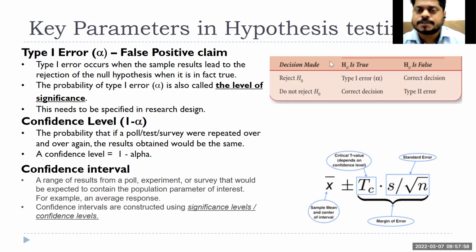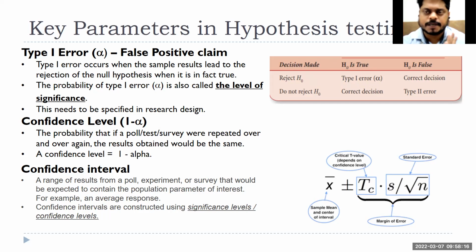So in that case, what happens? The null hypothesis is reality, right? That person does not have COVID, but we are telling that that person has COVID. So that is a type 1 error. That is nothing but what shows a significance level, or level of significance.